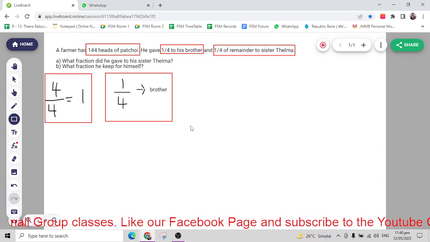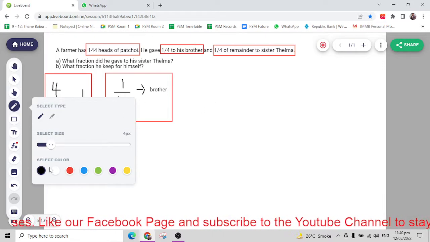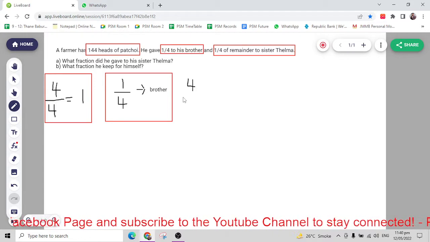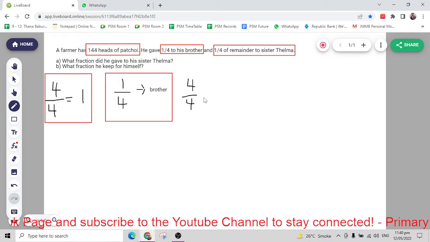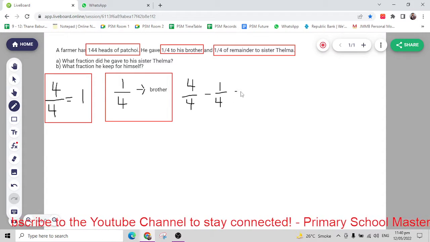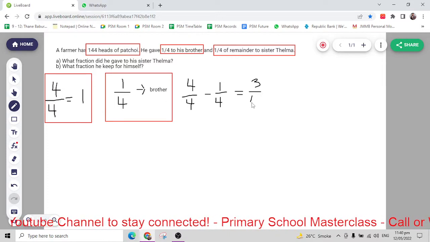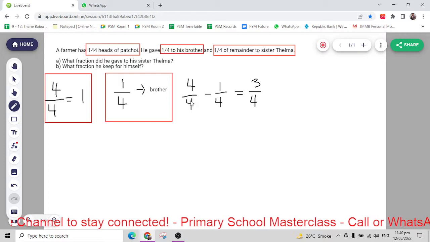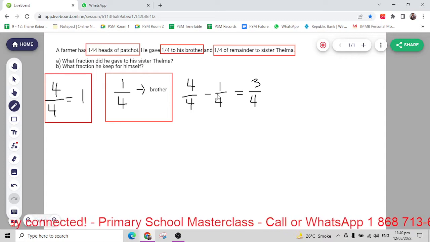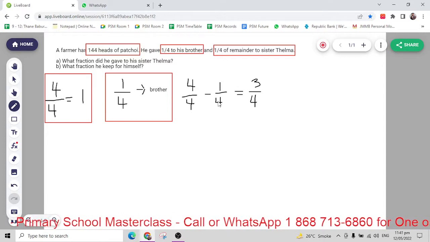Now since the quarter goes to the brother, we can say that the farmer takes what he has, 4 over 4, takes away a quarter, which he gives to his brother, and that leaves him with 3 quarters. I'll say that again. This is what the farmer has. The farmer has 1 whole, 4 over 4. He gives a quarter of that to his brother. So we have 4 over 4 minus 1 over 4.